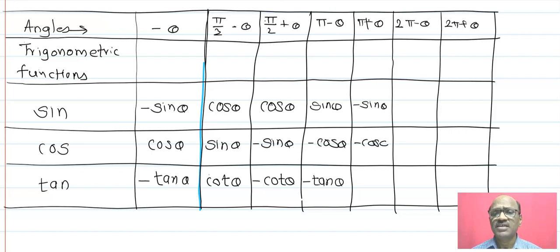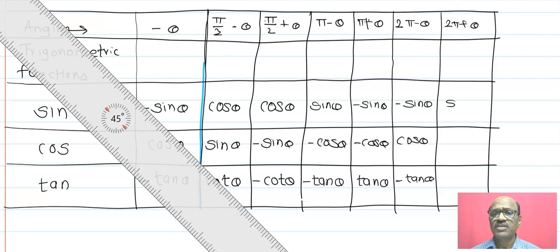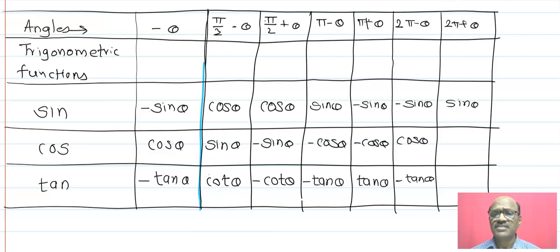Sin of pi plus theta is again minus sin theta. It goes in the third quadrant. In the third quadrant, sin and cos both are negative and tan is positive. Now see here, 2 pi minus theta comes in the fourth quadrant. In the fourth quadrant, cos is positive. Whenever there is a pi angle, the function remains as it is. And next is 2 pi plus theta. It comes again in the first quadrant, all are positive.